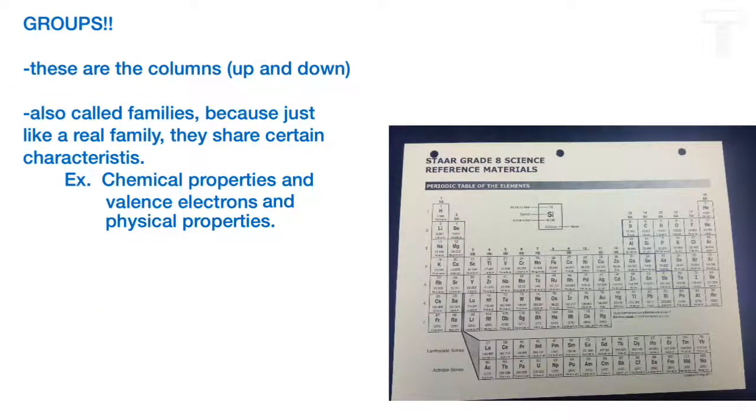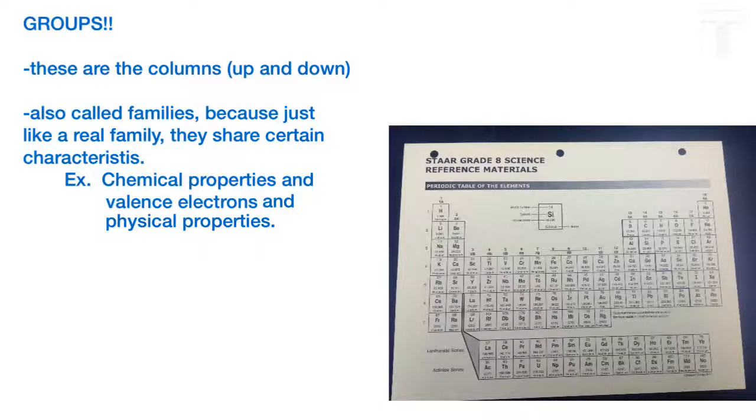Now let's move on to groups. Groups are our columns. They go up and down. So here's a group, here's a group, here's a group. Groups are also called families because just like a real family, they share certain characteristics. So if something's in the same group, it's going to have the same chemical or physical properties, and it's going to have the same number of valence electrons.